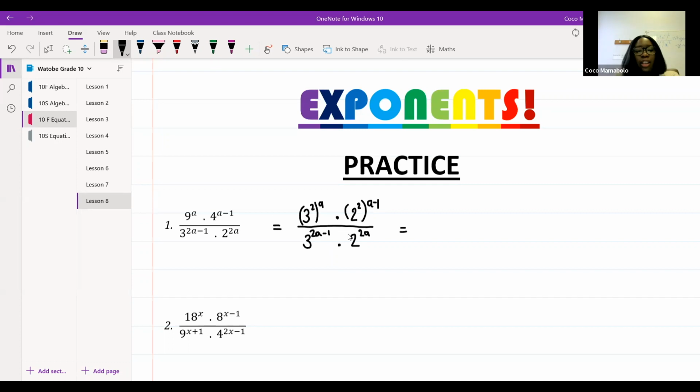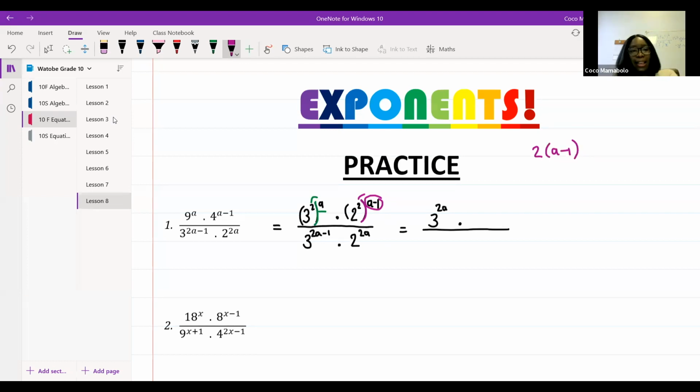Okay. And I'm going to tell everyone exactly why these brackets are so important. Every time I see a bracket with an exponent, I know that I need to multiply the exponent. So I'm going to have A times 2. On the top over here, I'm going to keep my base, always keep my base, 3 to the power of 2A multiplied by. And the reason why these brackets are so important is that I have to multiply the whole of A minus 1 by 2. So basically what I have is this 2 multiplied by A minus 1.